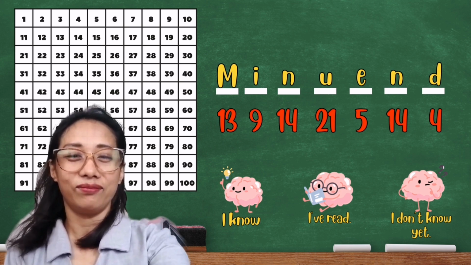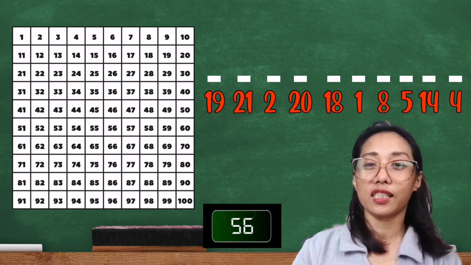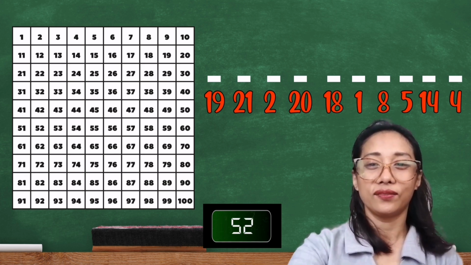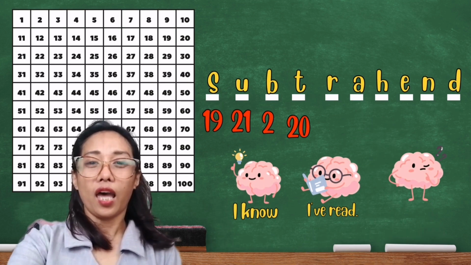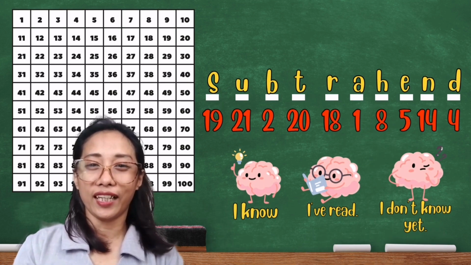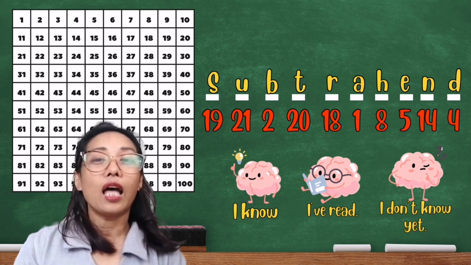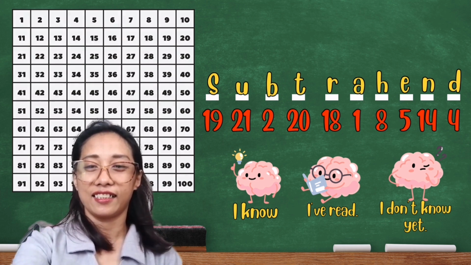Good job. How about this one? Alan, I will give you 60 seconds to decode the word. Time starts now. Time is up, and the answer is subtrahend. Good job. You got it right. What is a subtrahend? Subtrahend is the second digit number in a subtraction sentence.